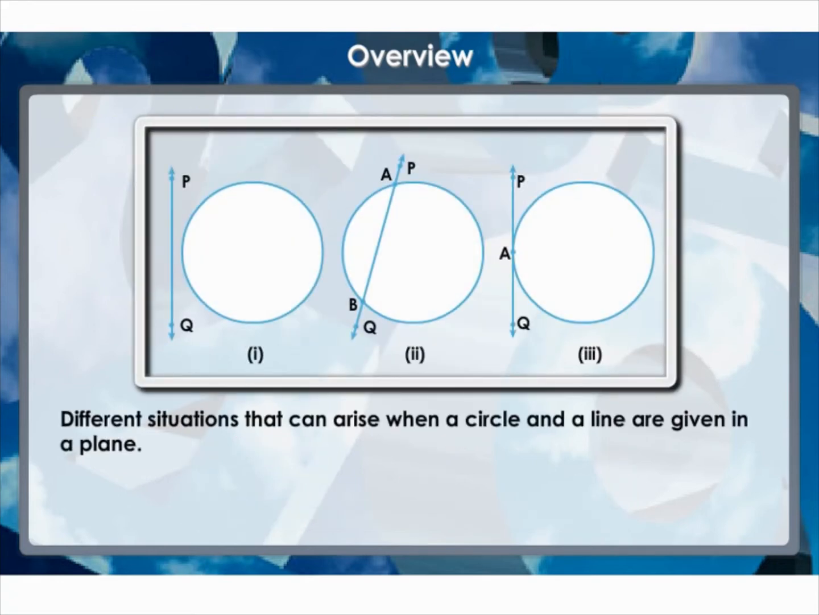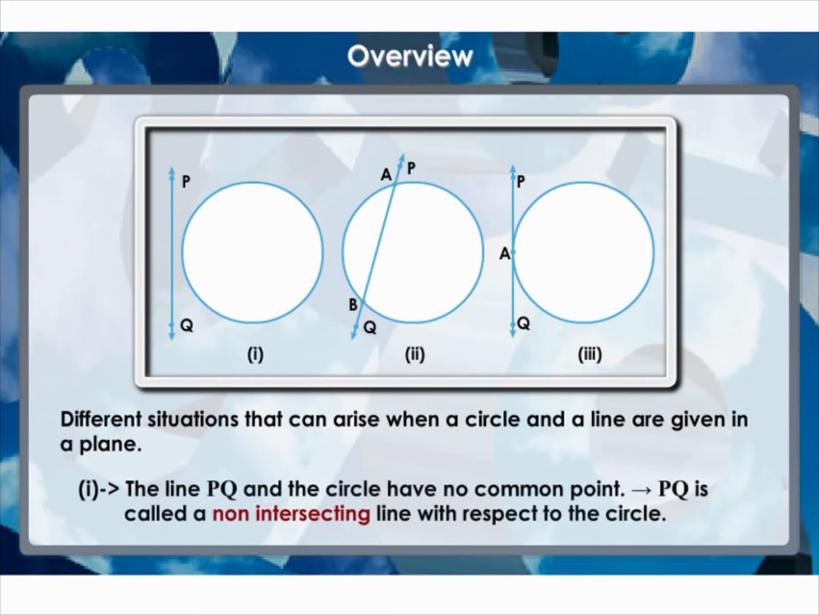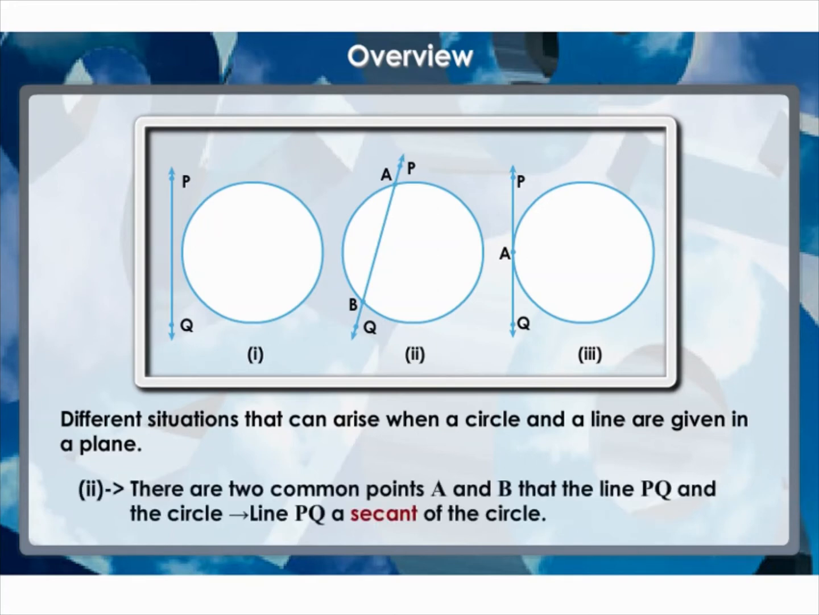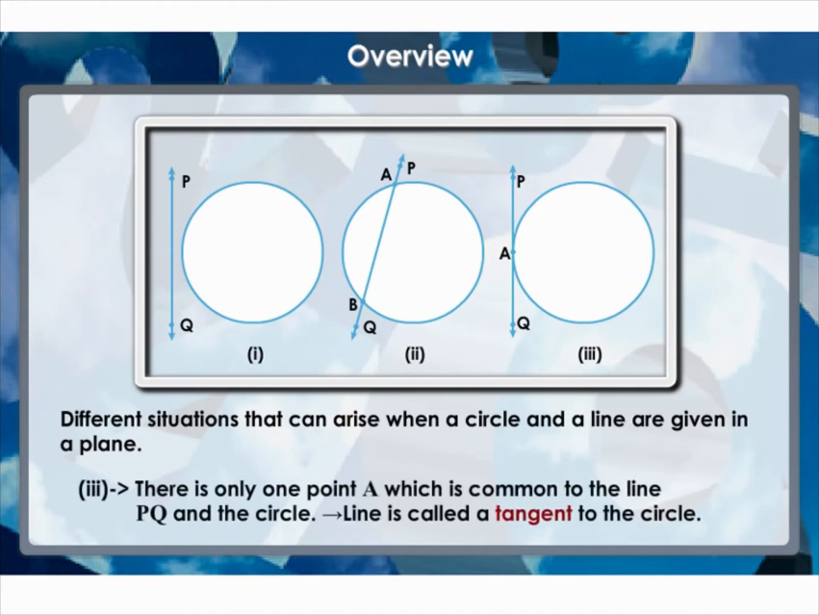Let us now examine the different situations that can arise when a circle and a line are given in a plane. In figure 1, the line PQ and the circle have no common point. In this case, PQ is called a non-intersecting line with respect to the circle. In figure 2, there are two common points A and B that the line PQ and the circle have. In this case, we call the line PQ a secant of the circle. In figure 3, there is only one point A which is common to the line PQ and the circle. In this case, the line is called a tangent to the circle.